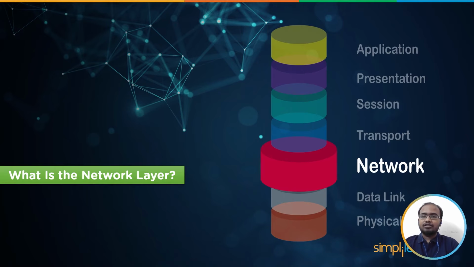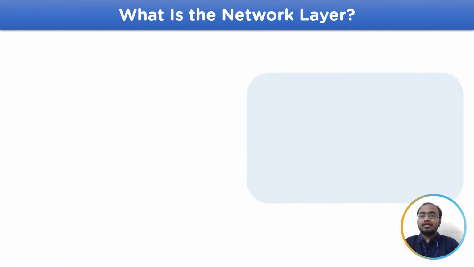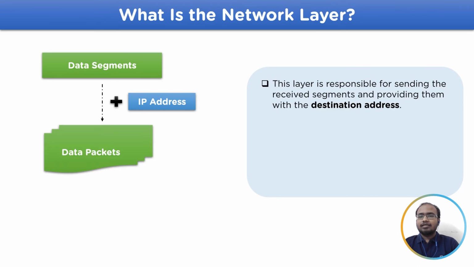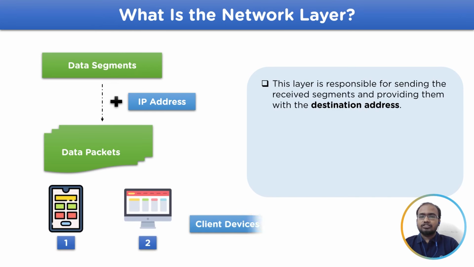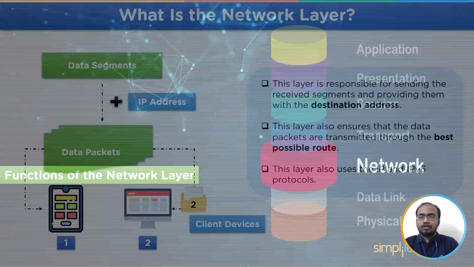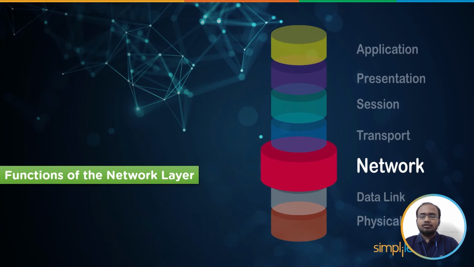What is the network layer? The network layer is responsible for breaking down the segment into data packets and reassembling them on the receiving end. This layer also ensures that the packets are transmitted over the best possible route to the destination system, governed by the Internet protocols. So now, moving forward, let us look at the network layer's functions.